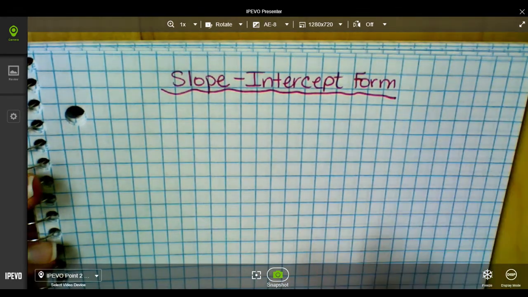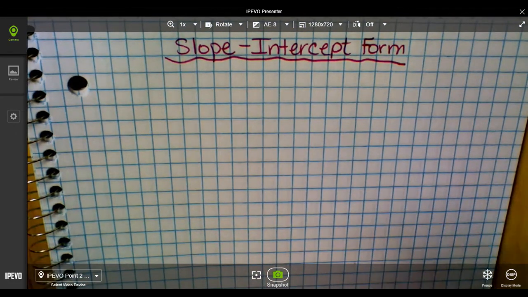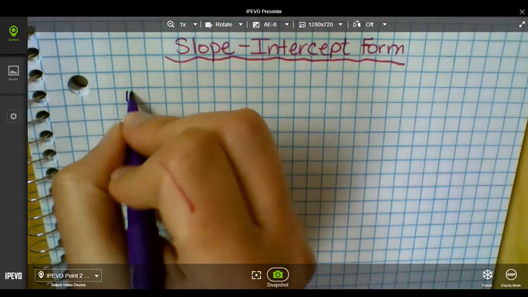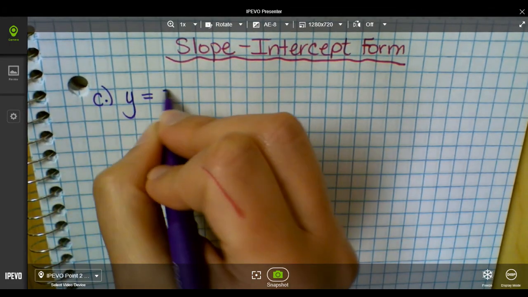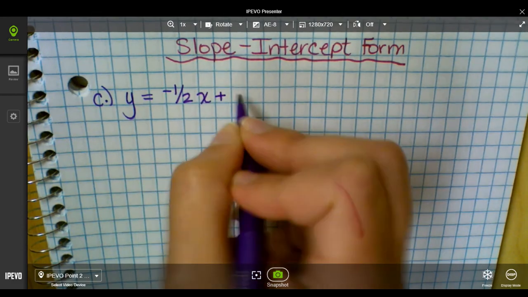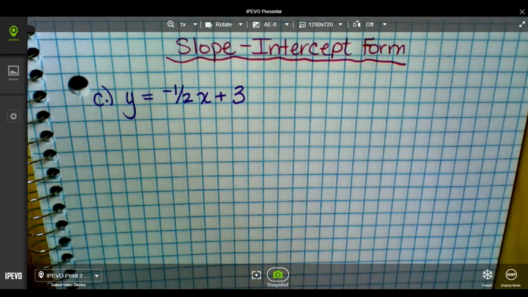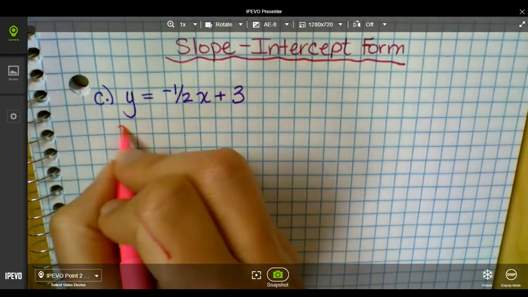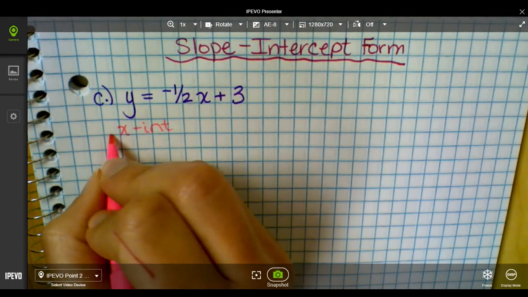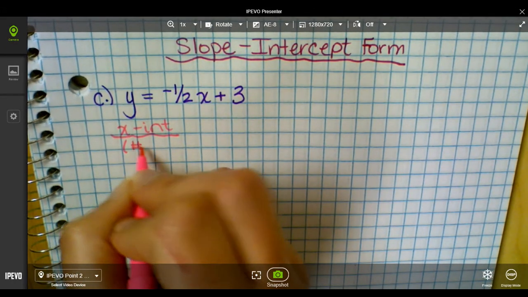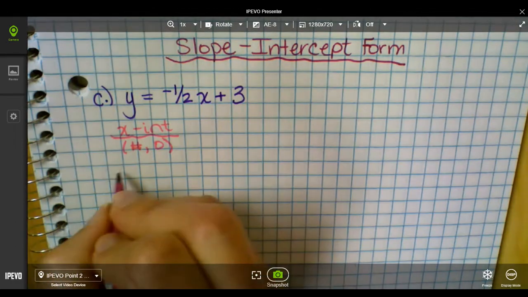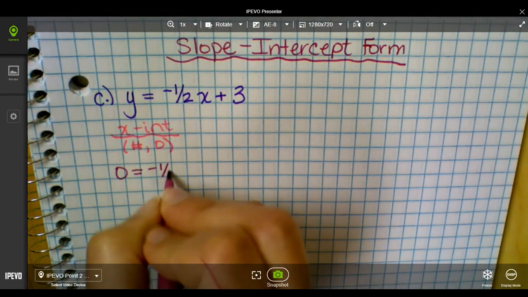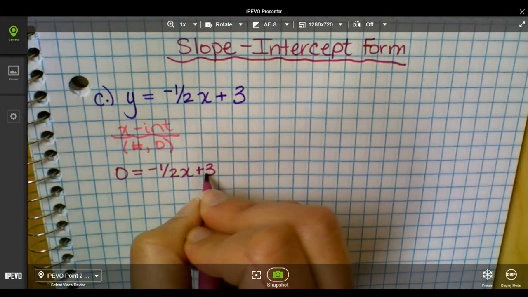And yes, you will have to be graphing a ton for your tests, so just keep that in mind. All right, so y equals, this is part C, negative 1 over 2x plus 3. Remember, your x-intercept is when we have a number in the x spot and we plug in 0 for y. In slope-intercept form, our y is always that first variable that comes up. So I plug in 0 for y, and then I just have to solve for the rest of this.